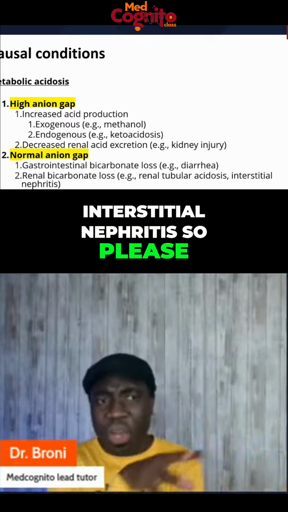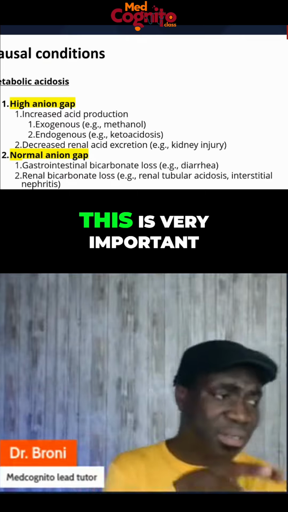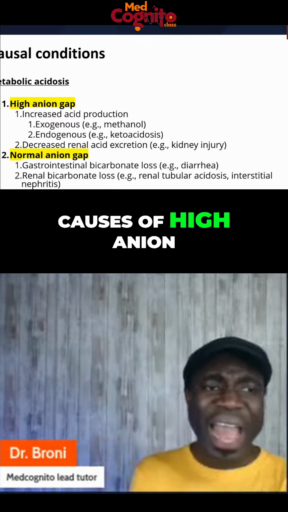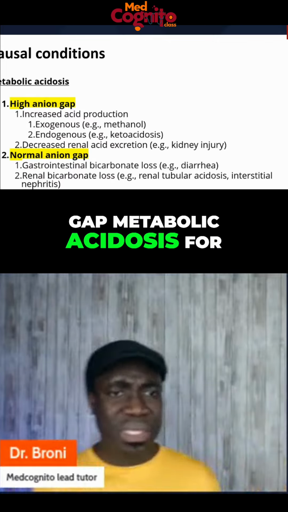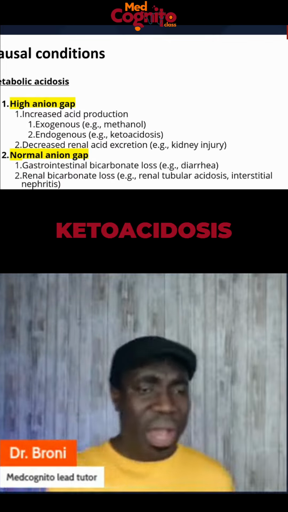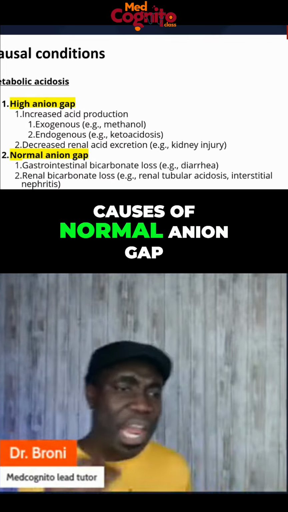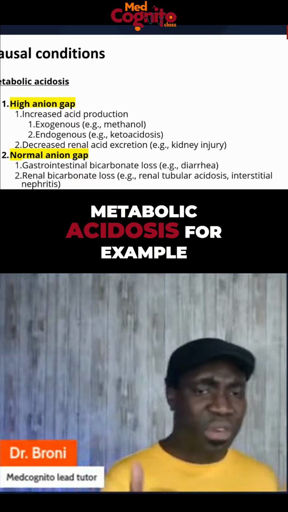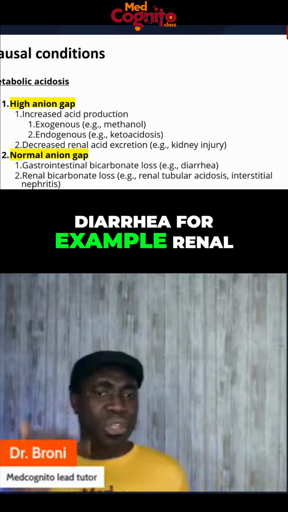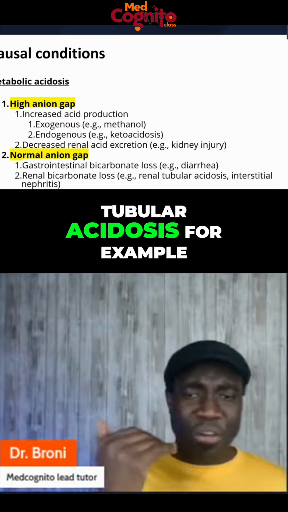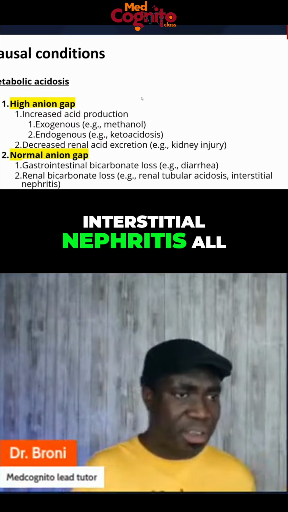So please, on this slide alone, this is very, very important. Causes of high anion gap metabolic acidosis, for example, methanol, ketoacidosis. Causes of normal anion gap metabolic acidosis, for example, diarrhea. For example, renal tubular acidosis. For example, interstitial nephritis. All right.